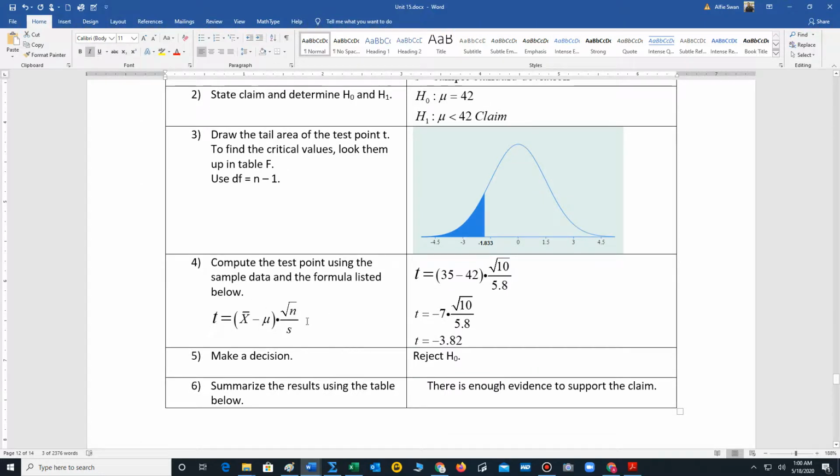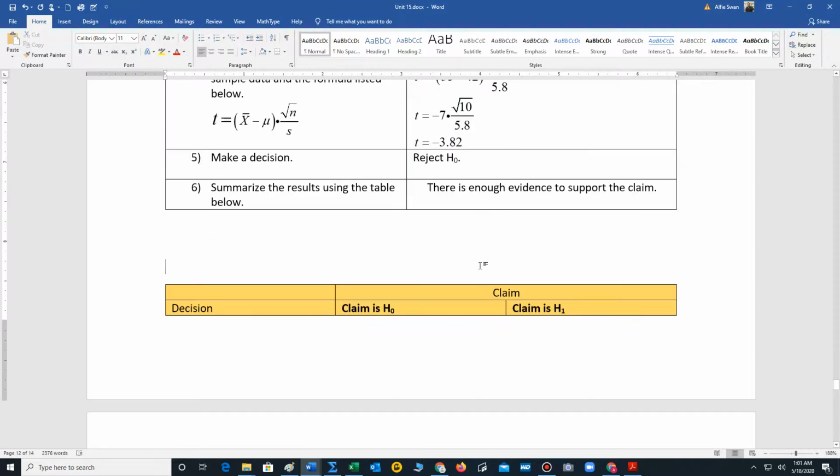So this formula is very similar to our z formula. The main difference is that sigma is now s. s is the sample standard deviation. So our sample mean is 35, population mean 42, sample size is 10, s is 5.8, we perform our calculations, the test point is negative 3.82, and we compare that to our critical value. So our test point falls in the critical region, so that tells us to reject H naught.